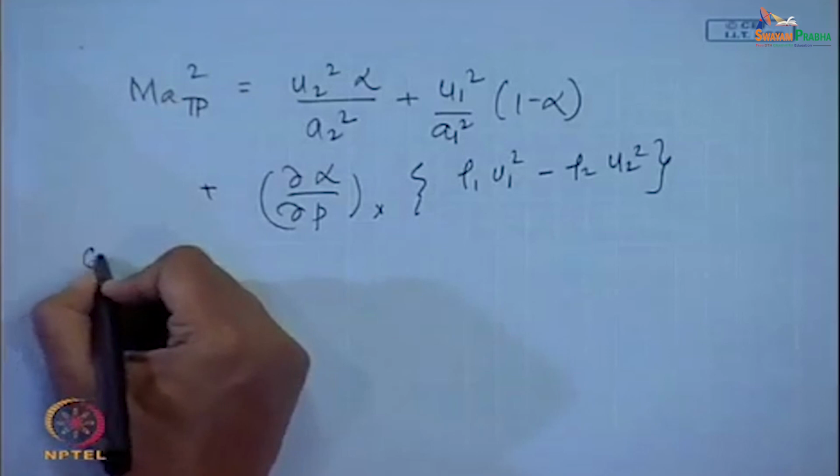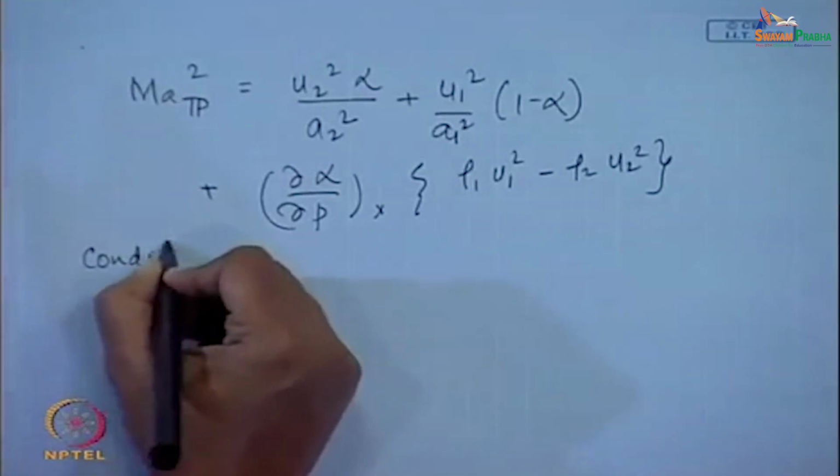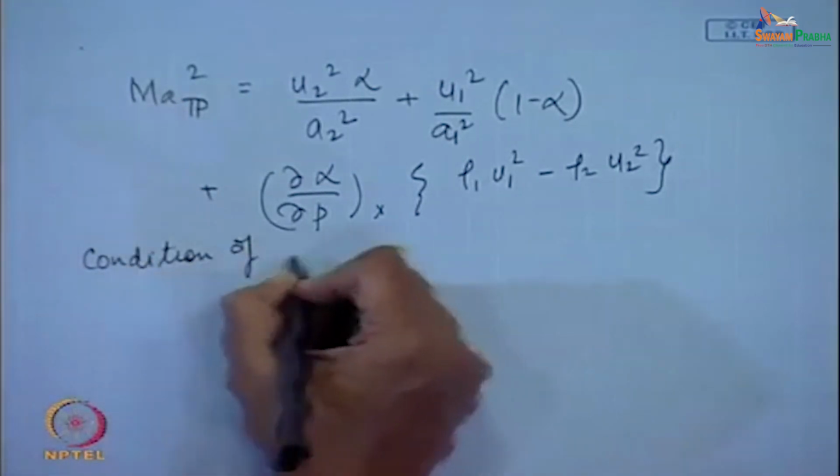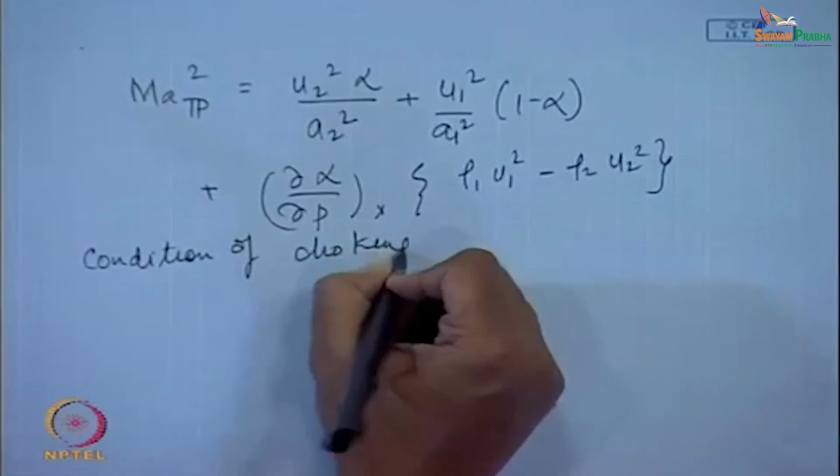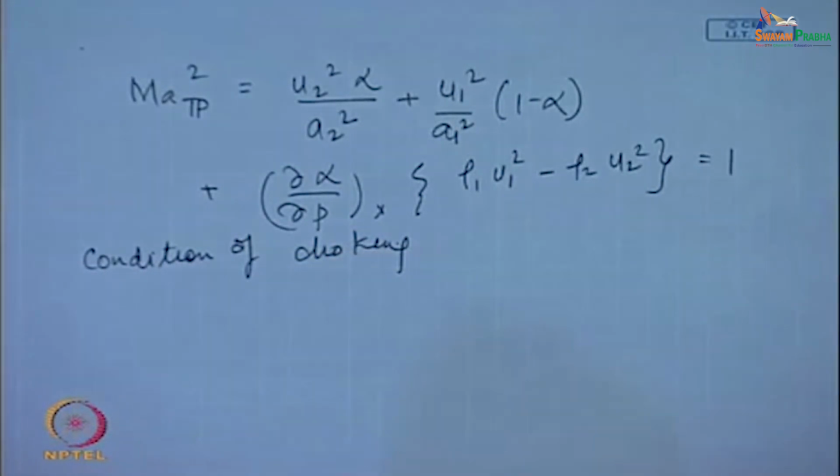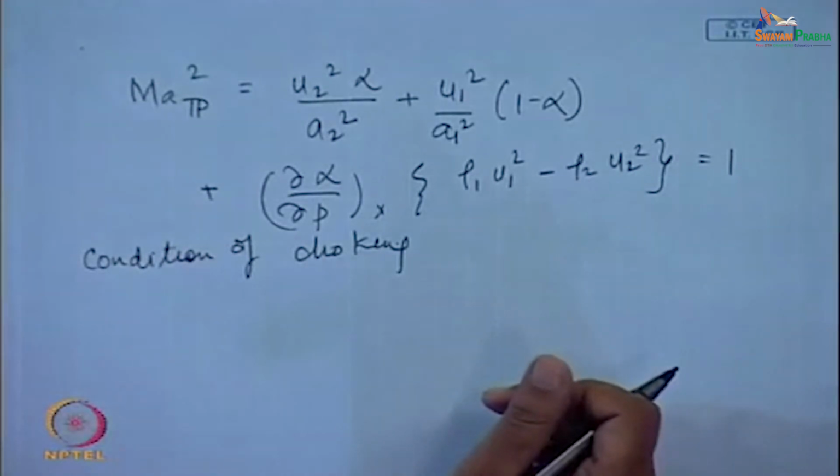And what is the condition of choking? For the condition of choking, this has to be equal to 1. Is this portion clear to all of you? Please perform these derivations once again so that the entire thing is clear to you.